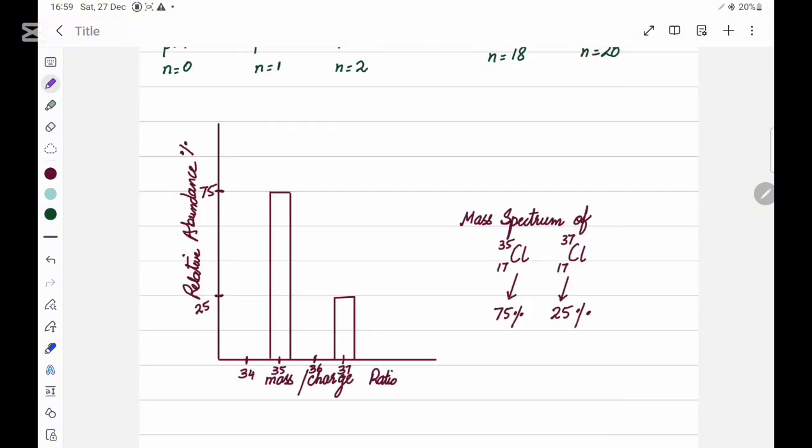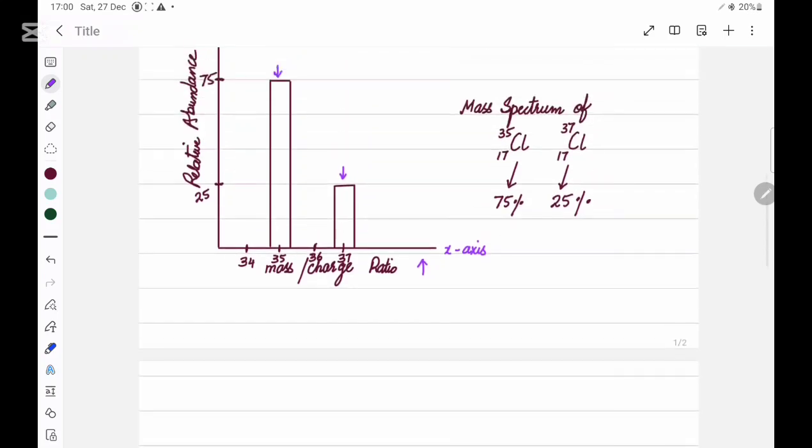This is basically the mass spectrum of chlorine 35 and chlorine 37. On the x-axis, it represents the mass to charge ratio, and the y-axis represents relative abundance. Chlorine 35 has the relative abundance of 75%. Chlorine 37 has the relative abundance of 25%.